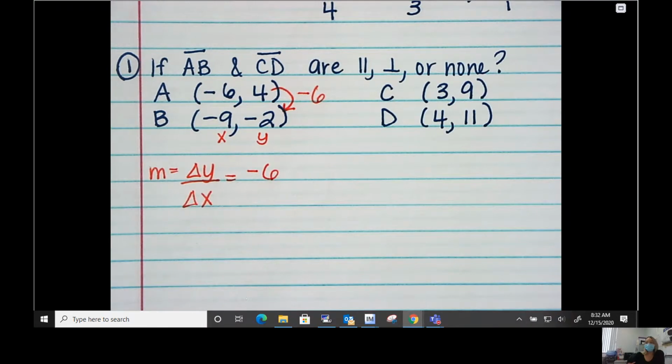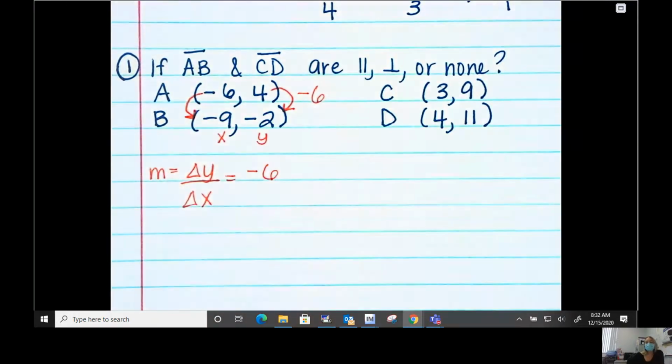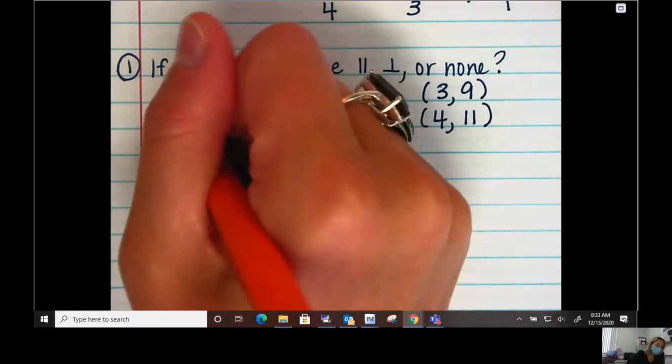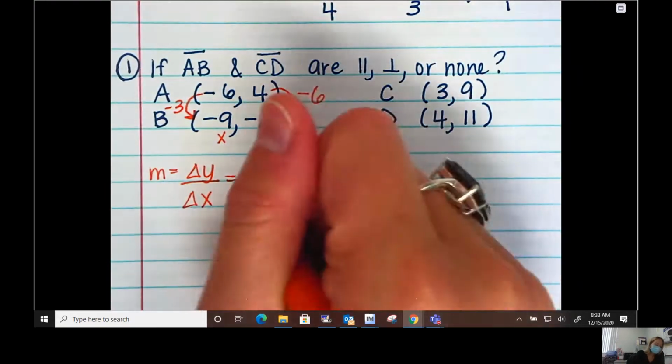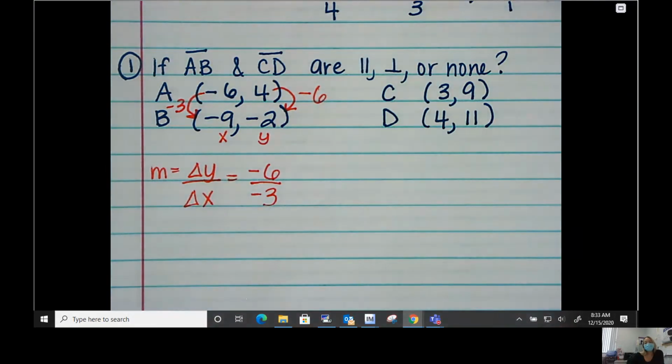So my change of y is -6. Okay, now I'm going to do my change of x. How do you get from -6 to -9? Are you adding or subtracting? Subtracting, and how many? -3. So your change of x is -3. So your slope is -6 over -3.